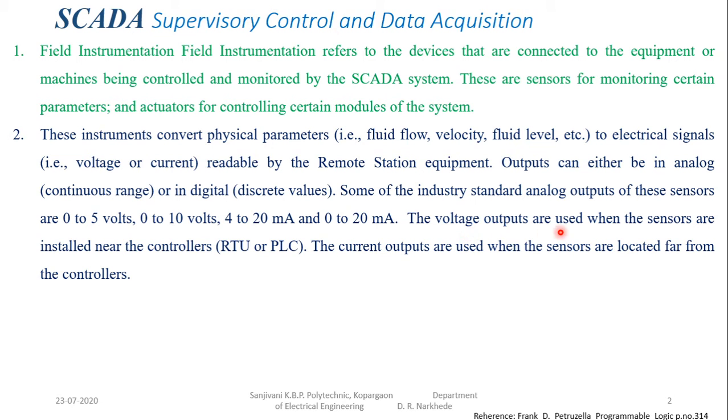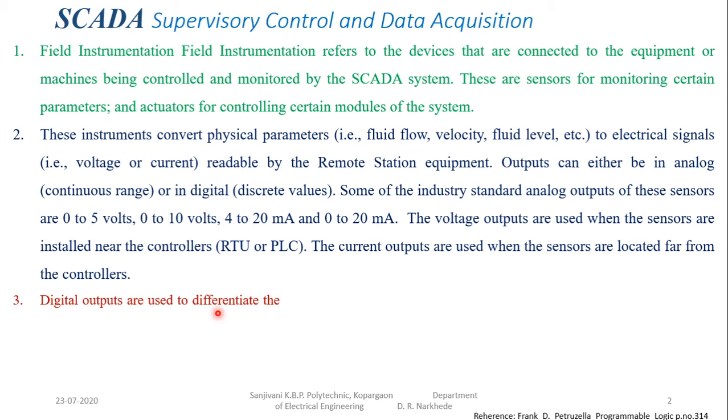Okay, so the voltage outputs are used when the sensors are installed near the controller. Now, when do you use the voltage output and when do you use the current output? You are going to prefer the voltage output when sensors are located near the controllers, PLC or RTU. When the sensors are located far away, when there is a large distance between my controller and the equipment or sensor, then I have to go for the current output signals.